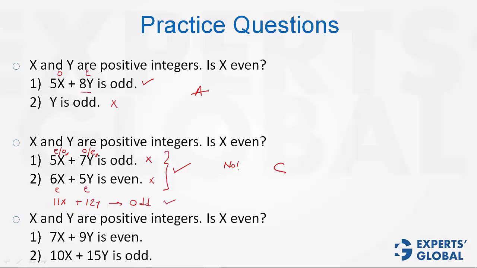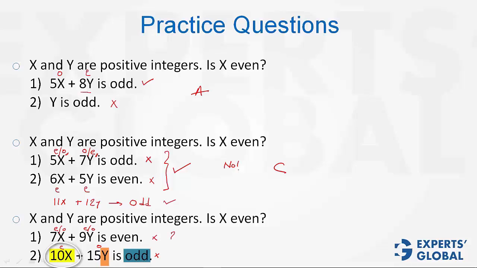Look at the last one here. 7x plus 9y is even, and therefore either both are even or both are odd. 10x is bound to be even. The sum is odd, and therefore y must be odd. So 1 did not work. 2 did not work because 10x would be even, irrespective of whether x is even or odd.